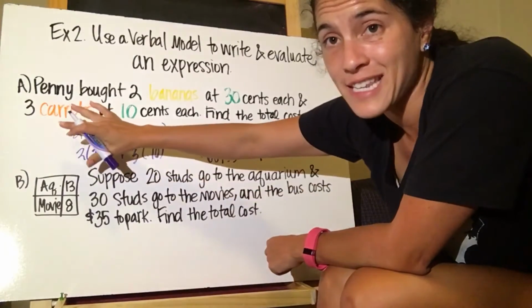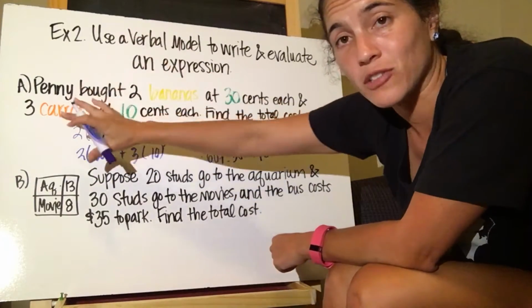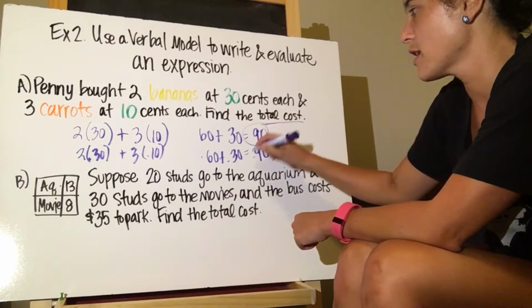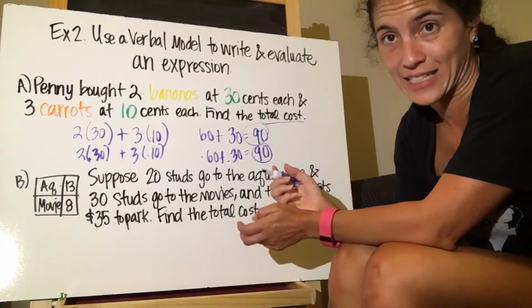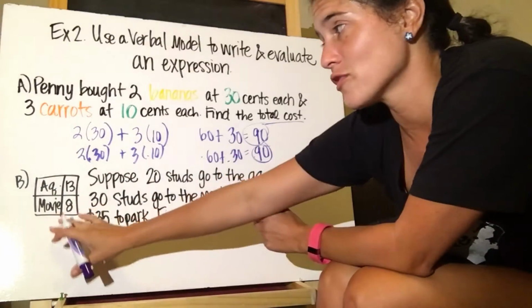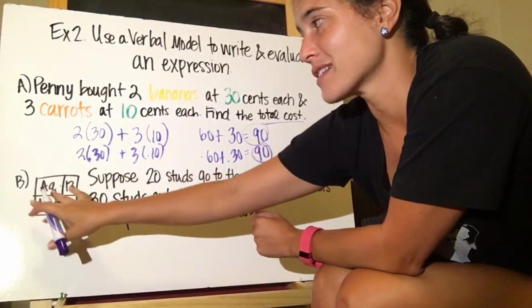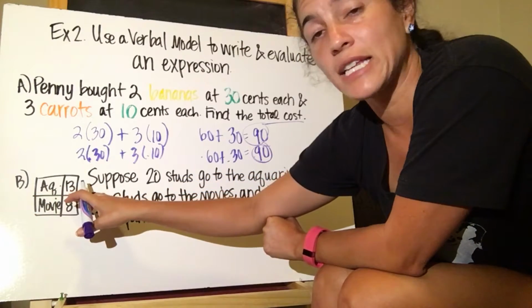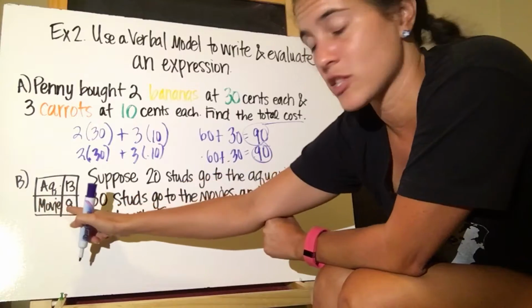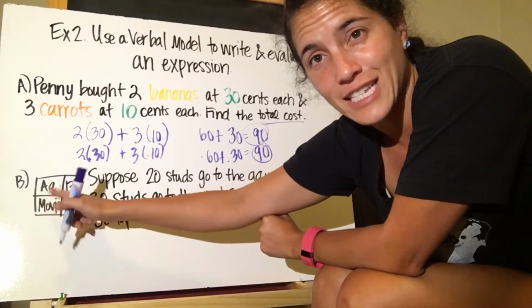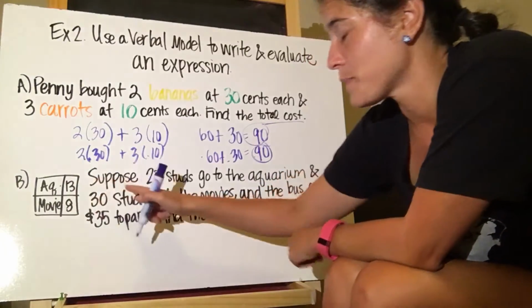I have used a verbal model, and I've written an expression, and I have evaluated an expression. So we know that it would be 90 cents for the total cost. In example B, you already have this written down. Here's a little box. This is aquarium, and the aquarium costs $13. So if you want to go to the aquarium, it's $13. And if you want to go see the movie, it's $8. So here is the activity, and here's the price.